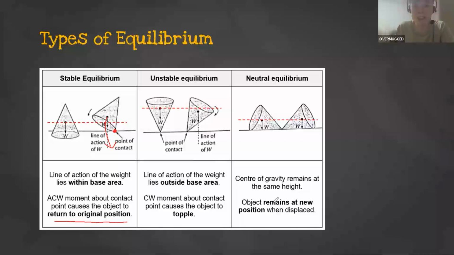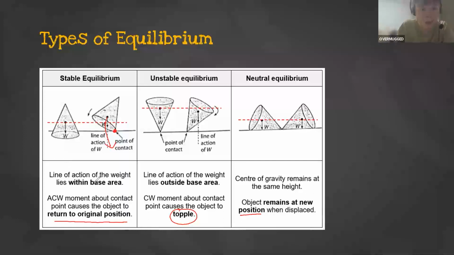Okay, what about unstable equilibrium? The object will topple easily. What about neutral equilibrium? The object will remain at the new position when displaced. Another way to check for neutral equilibrium, you realize that the height of the center of gravity does not change. Even after you displace it, the height remains the same.